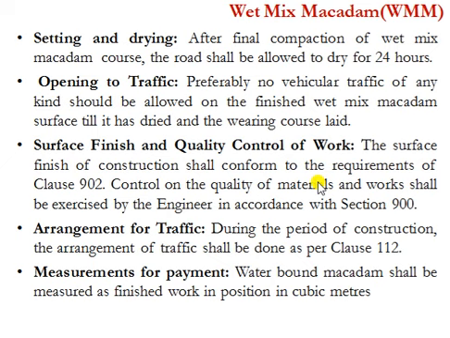And if I consider the flakiness and elongation index, the flakiness and elongation index of a material should be within 40% or within 30%, as mentioned in IS 2720 part 8. So if the materials used in the construction conform to these limits, then the quality of the work as well as the quality of the material will be good. Then arrangement for traffic is the next stage.